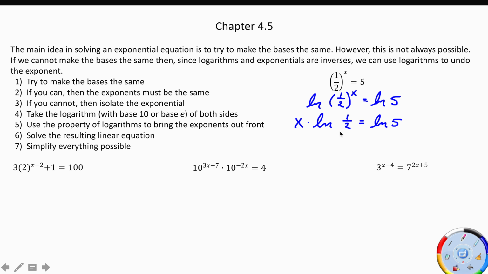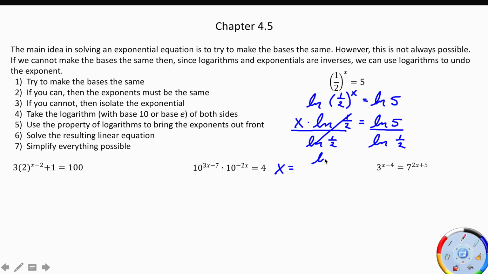Remember, these values are numbers. Those are numerical values. I just don't know exactly what value they are. So I'm going to divide both sides by the natural log of 1/2 so that I have x equals.